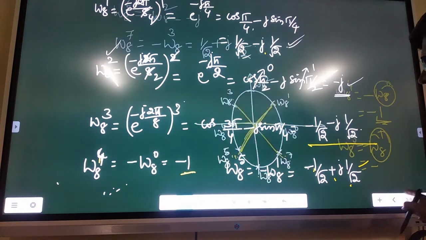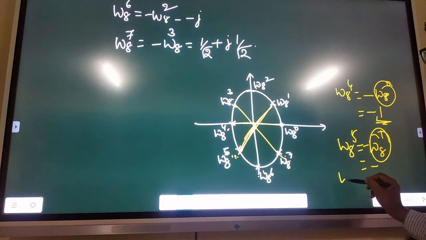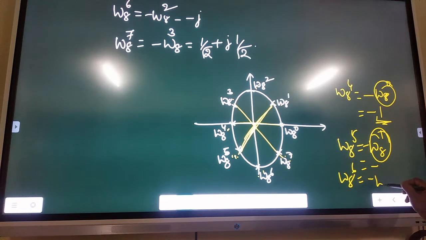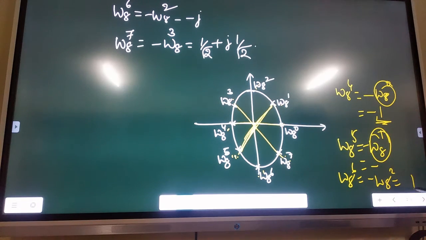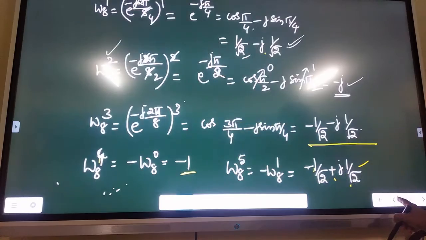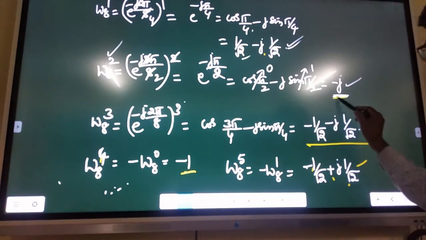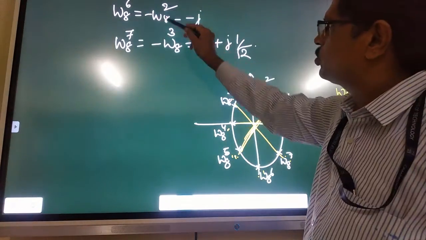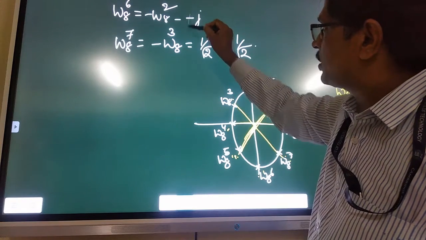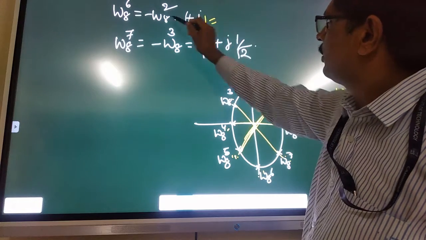Right. Similarly, omega 8 power 6 is easy. Omega 8 power 6 is minus omega 8 power 2. What is minus omega 8 power 2? See, omega 8 power 2 is minus j. That's what you will get. Omega 8 power 6 is minus of minus j, which is plus j. Actually, minus of minus j is plus j.